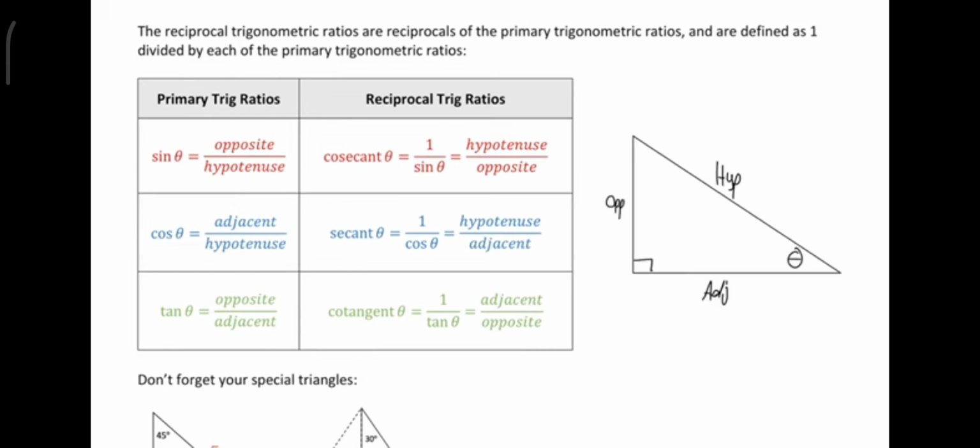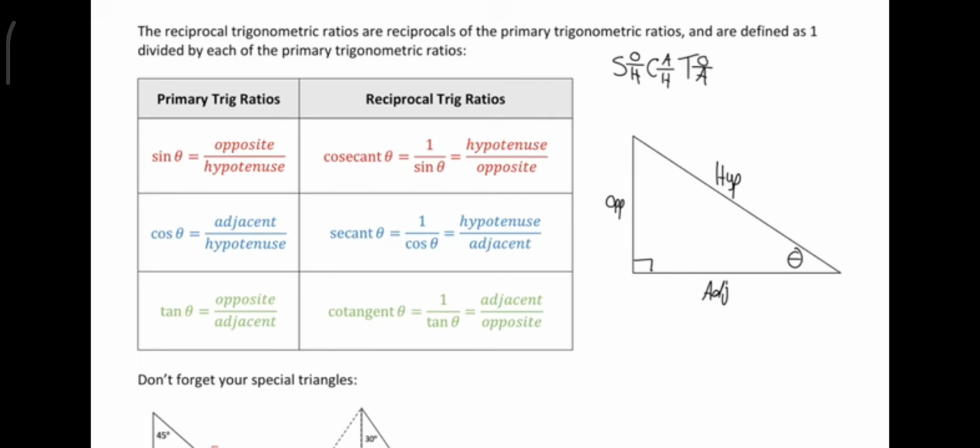A quick reminder of the primary trig ratios, sine, cosine, and tangent. They take an angle as an input, and what they output is a ratio of sides in the triangle. Sine of theta equals opposite over hypotenuse. Cosine of theta equals adjacent over hypotenuse. And tan of theta equals opposite over adjacent. And the acronym SOHCAHTOA can help you remember those ratios.